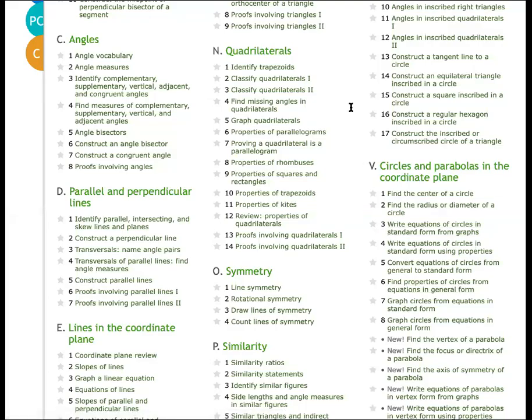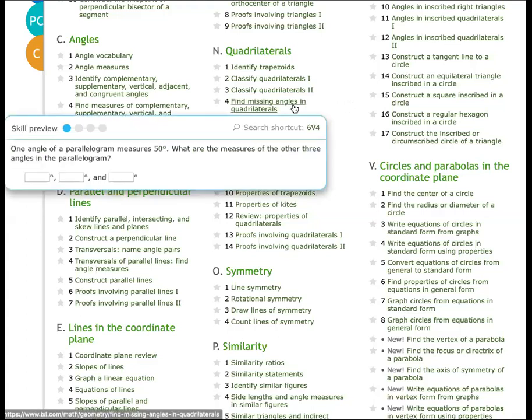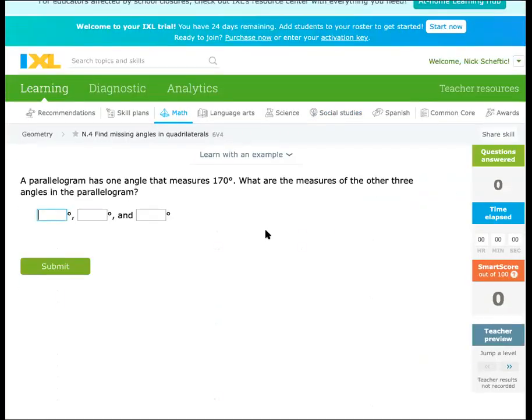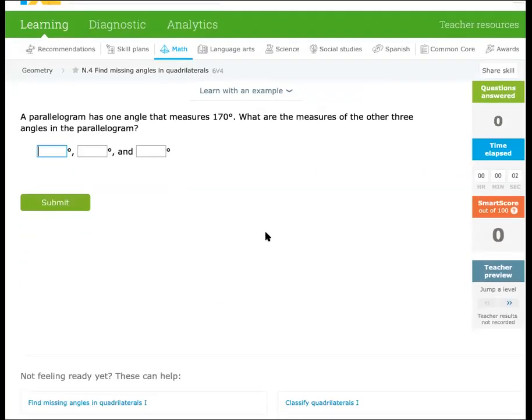Hi everyone, we're going to be looking at quadrilaterals, finding missing angles in quadrilaterals, and then graphing quadrilaterals. Okay, so the first one here: a parallelogram has an angle that measures 170 degrees. Find the measures of the other three angles of the parallelogram. So what does a parallelogram look like?